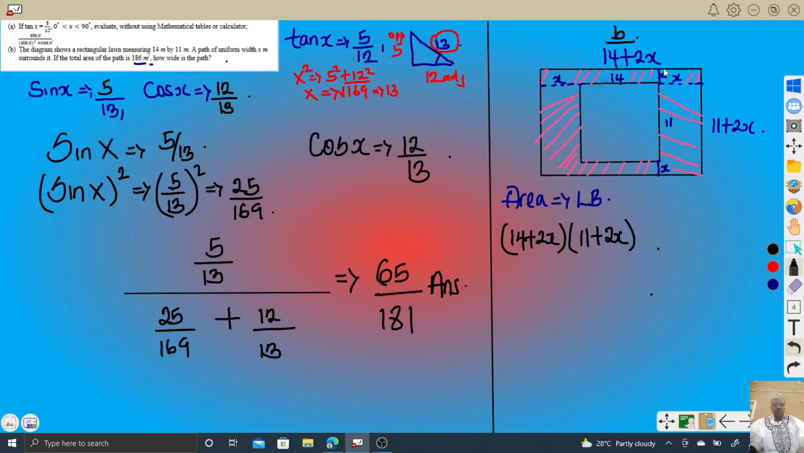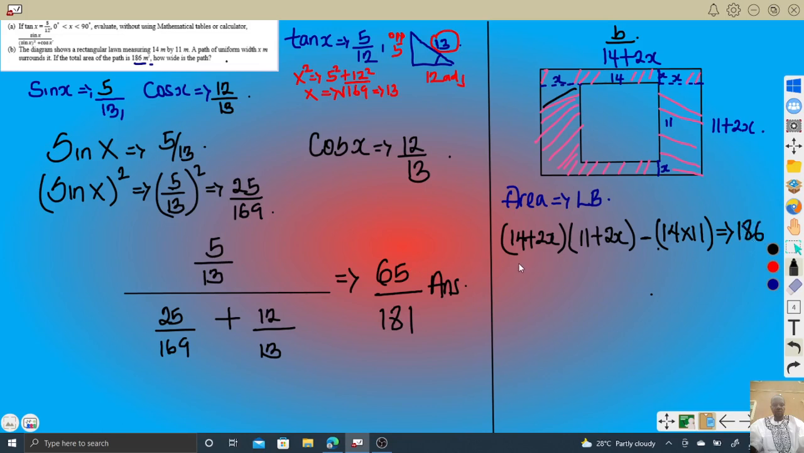So I want to look for the width of this path, x. So I'm subtracting the area of the inside one, which is 14 times 11, also in brackets. If I do that, it must definitely give me the total area of the path. That is the shaded area. That is the path, which is 186 meters squared.